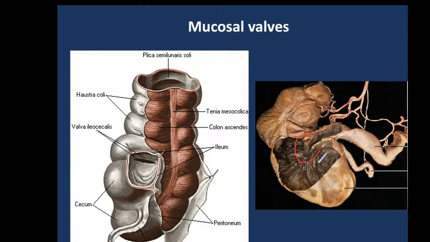Here is the interesting and famous structure called ileocecal walls here.